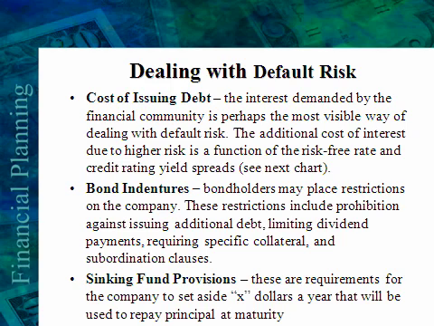Bond indentures. Bondholders may place restrictions on the company. These restrictions include prohibition against issuing additional debt, limiting dividend payments, requiring specific collateral, and subordination clauses. Sinking fund provisions. These are requirements for the company to set aside X dollars a year that will be used to repay the principal at time of maturity.